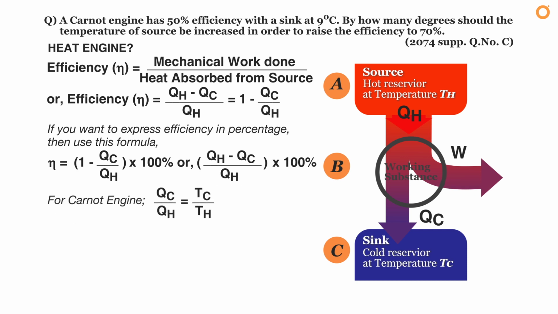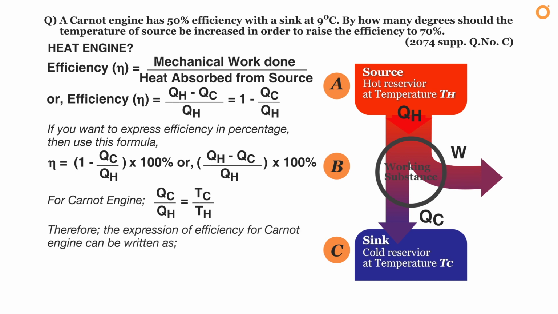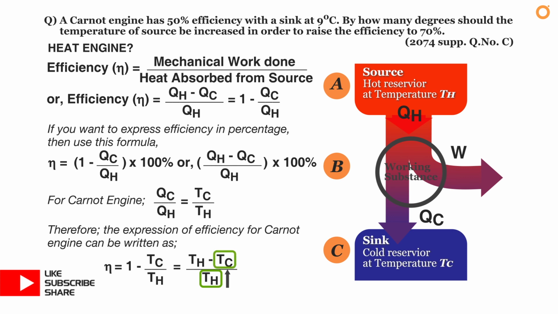Note that for Carnot engine, Qc/Qh = Tc/Th. Therefore, the expression of efficiency for Carnot engine can be written as eta = 1 - Tc/Th, or (Th - Tc)/Th. From this equation, we can infer that to increase the efficiency of Carnot engine, either the temperature of source must be increased or the temperature of sink must be decreased.